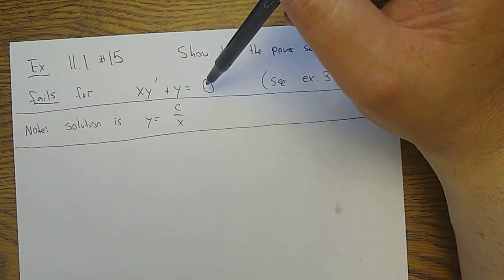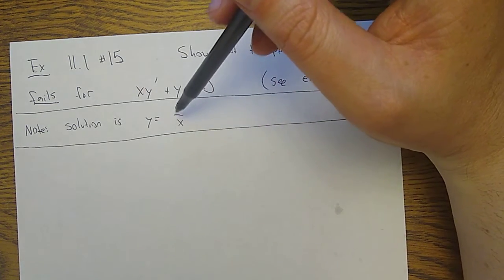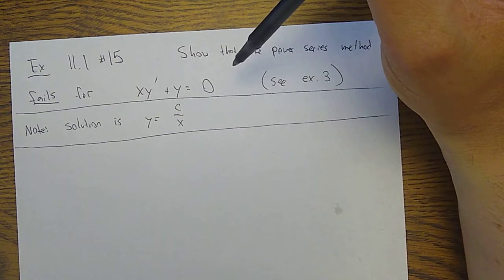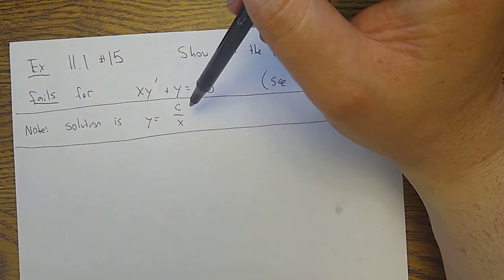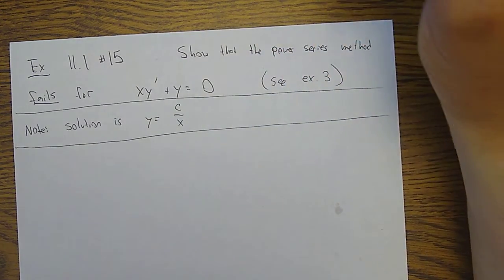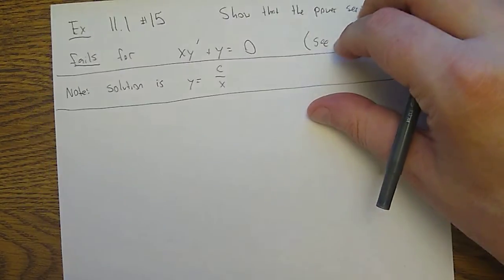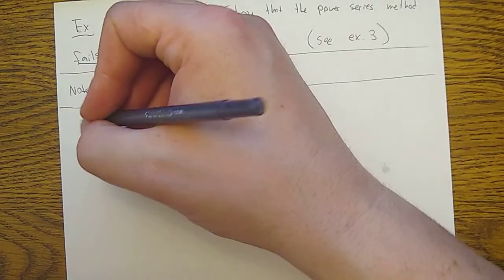This is a first order linear. The solution we would get is y equals c over x. But we're going to show that the power series method actually fails. And then I'll talk about why that is. But first, let's just try it.